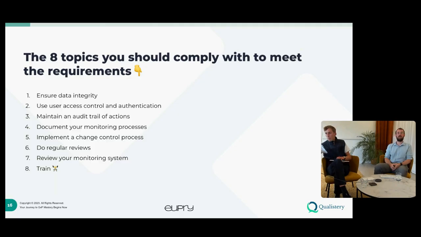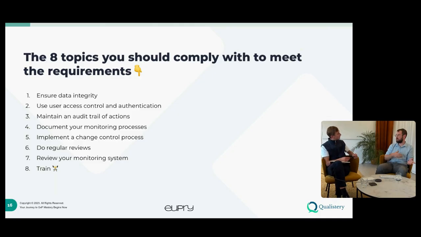In general, the 8 topics we'll go through start with how to ensure data integrity. That's a very large part of it. You might say, well, of course we need to ensure data integrity. That's one of the core pillars of computer system validation, for example, which is also required. And this is one of the few topics in Part 11 that I think spills over into some of the other requirements and regulations. You need to make sure that you use user access control and authentication. We'll talk about what that means.